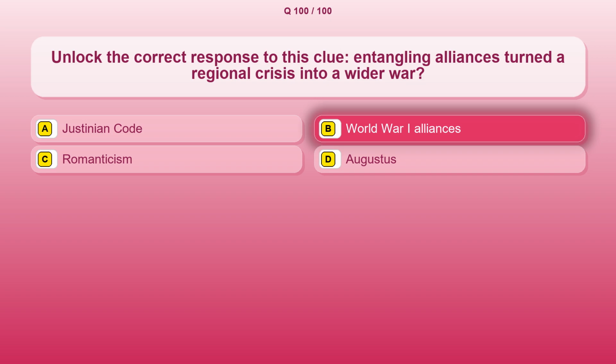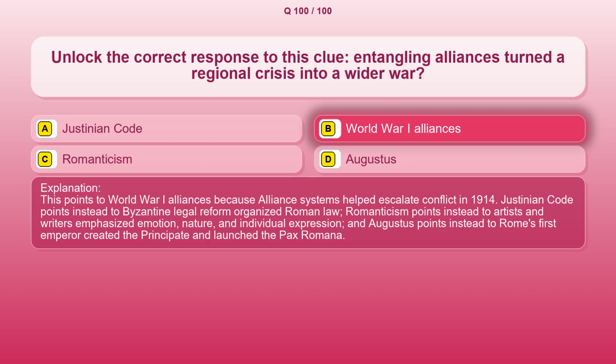The correct answer is option B, World War I alliances. This points to World War I alliances because alliance systems helped escalate conflict in 1914. Justinian Code points instead to Byzantine legal reform that organized Roman law. Romanticism points instead to artists and writers emphasizing emotion, nature, and individual expression, and Augustus points instead to Rome's first emperor, who created the Principate and launched the Pax Romana.